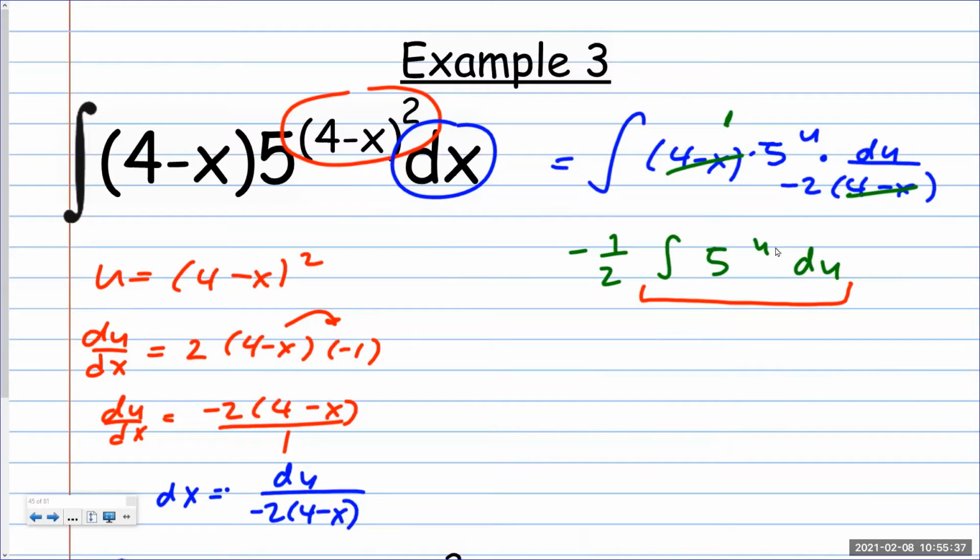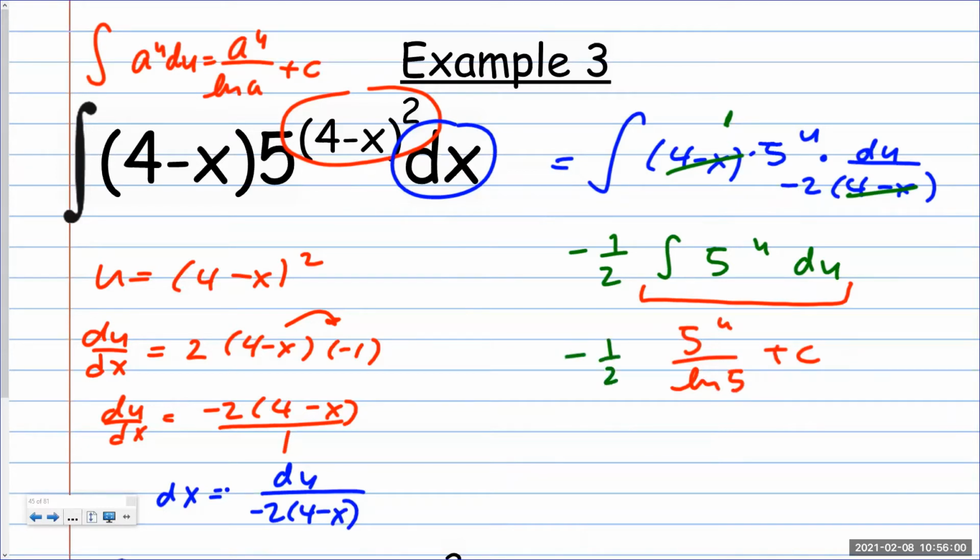But since the u is an exponent, I do the integral of a to the u. Remember, the integral of a to the u du, and you have this on your formula sheet, is a to the u over ln of a plus c. So this is going to be a to the u, which is 5 to the u, over ln of a, which is ln of 5 plus c, and bam, don't forget to multiply by the scalar.